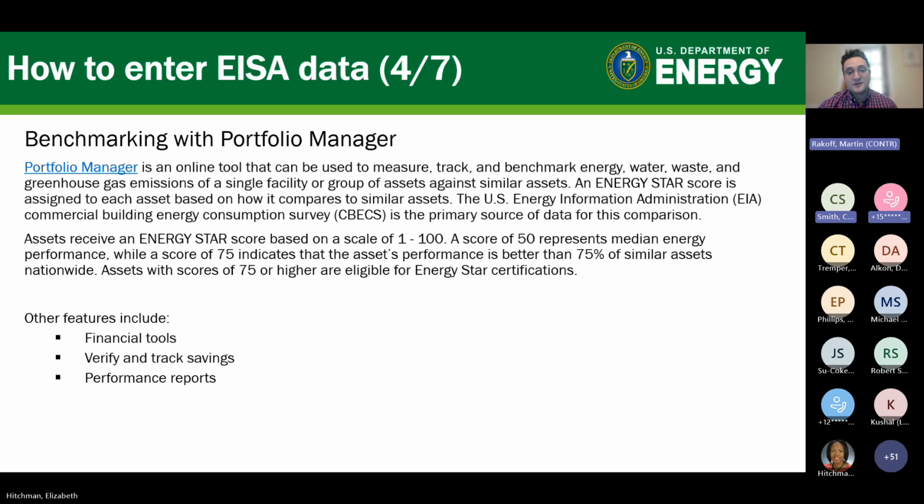Assets receive an energy score based on a scale of 1 to 100, with a score of 50 representing median energy performance, while a score of 75 indicates that the asset's performance is better than 75% of similar assets nationwide. So assets with scores of 75 or higher are eligible for Energy Star certification. It has other tools too, which you may find useful, like financial tools. It can verify and track savings, and it can create performance reports. And now we'll take a little bit of a look at what that looks like.